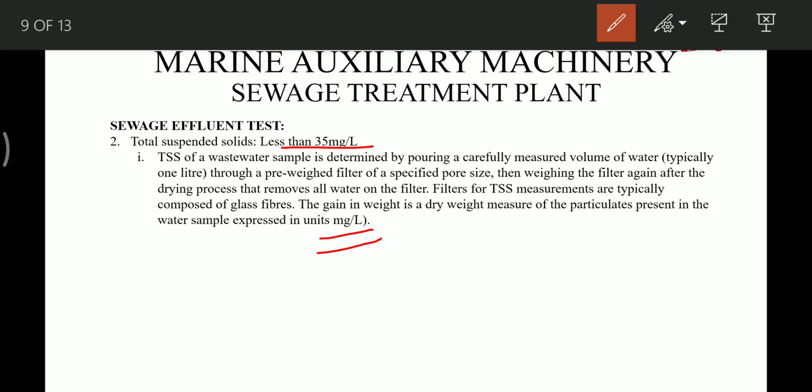So basically what they are saying is a volume of water is taken, suppose 1 liter, and this water is poured onto the filter. The weight of this filter is measured before pouring, and then after the water is poured and the filter is dried, the filter weight is checked again, and the difference in the weight will give us the total suspended solids in the water.